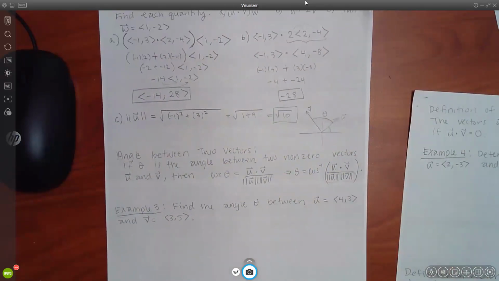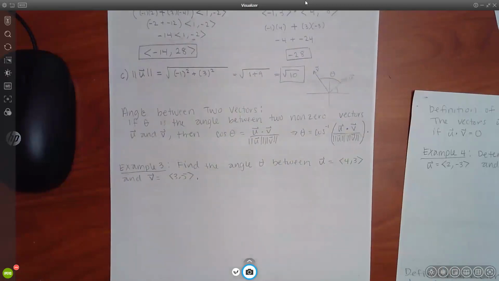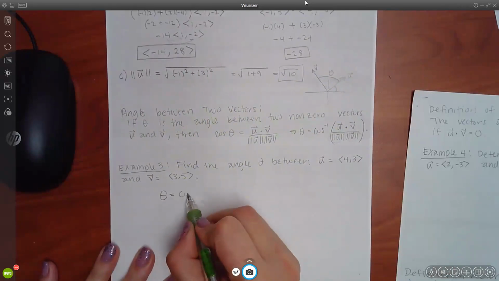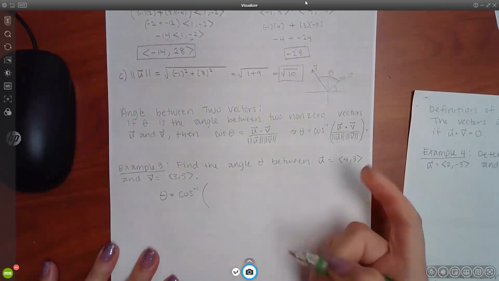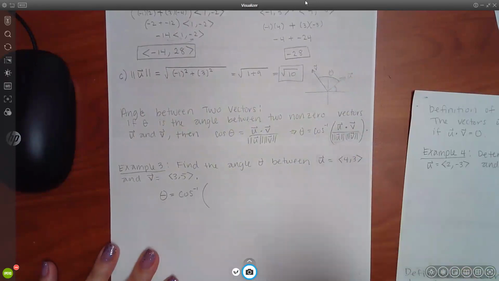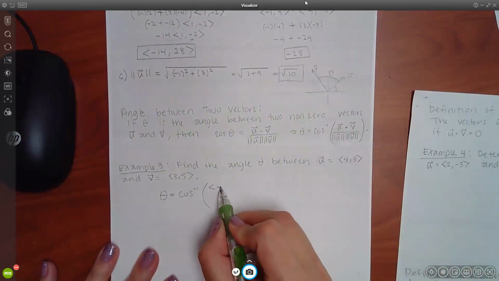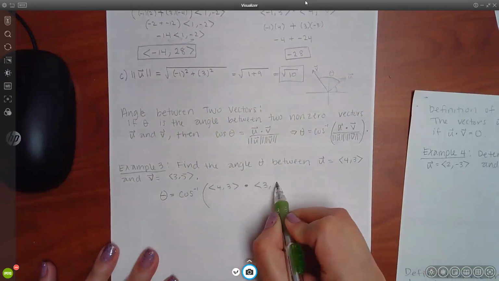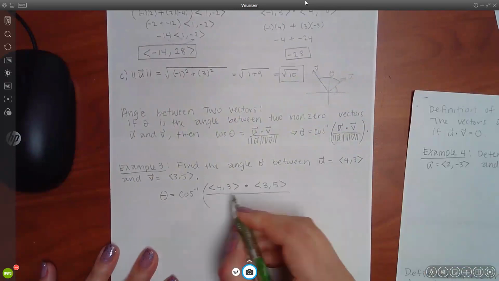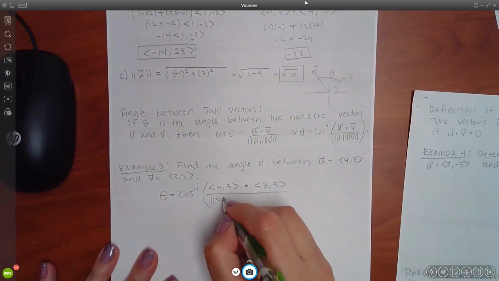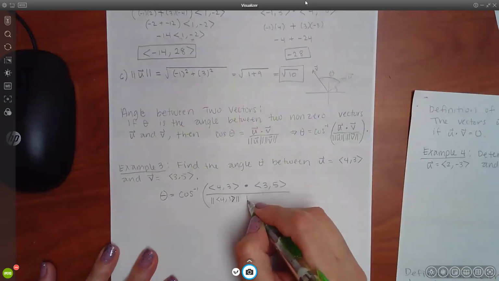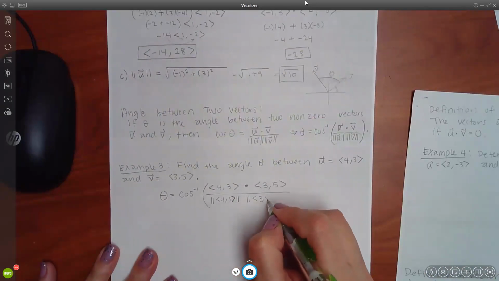Okay, so let's go compute that for one of these problems, like in example 3. So it says find this angle. So I'm just going to rewrite this formula, but instead of writing the U's and the V's, I'm going to put what U and V is. So it's 4, 3 dot product with 3, 5. And then at the bottom, I have to find the magnitude of 4, 3. And then I have to find the magnitude of 3, 5.